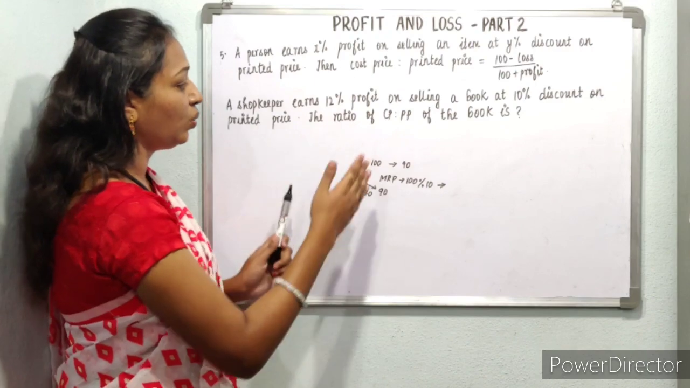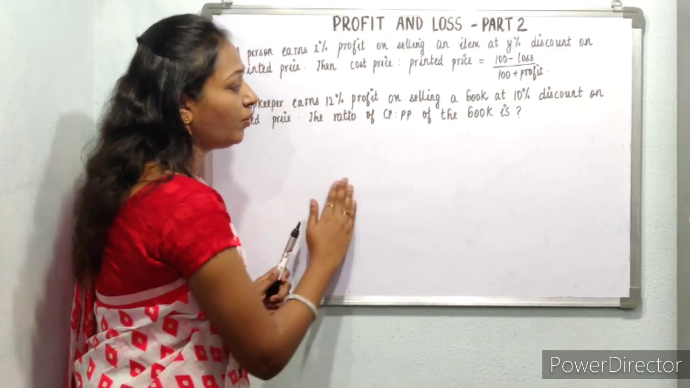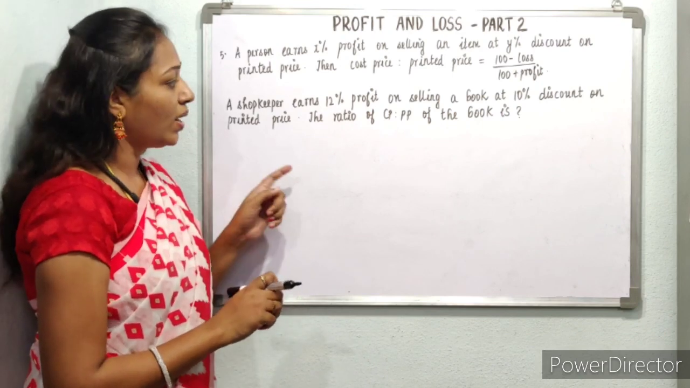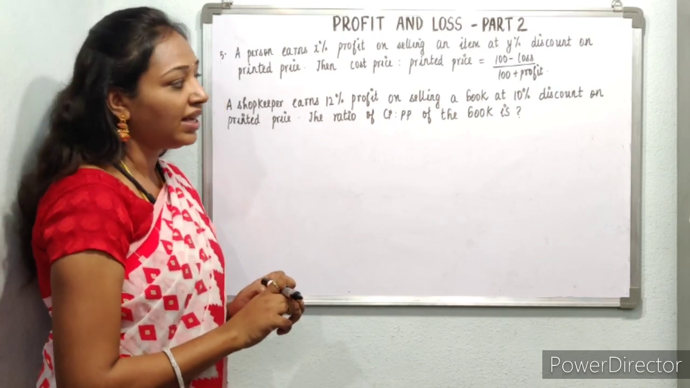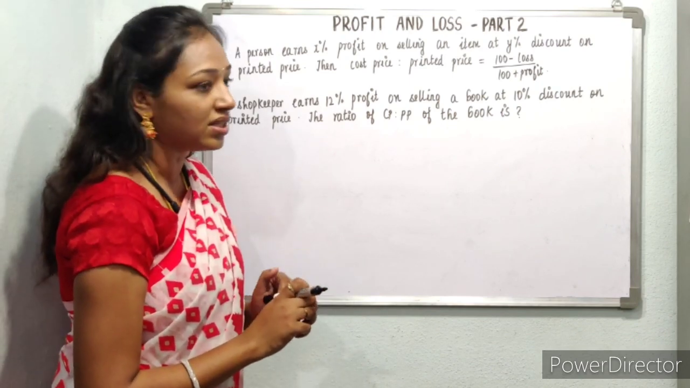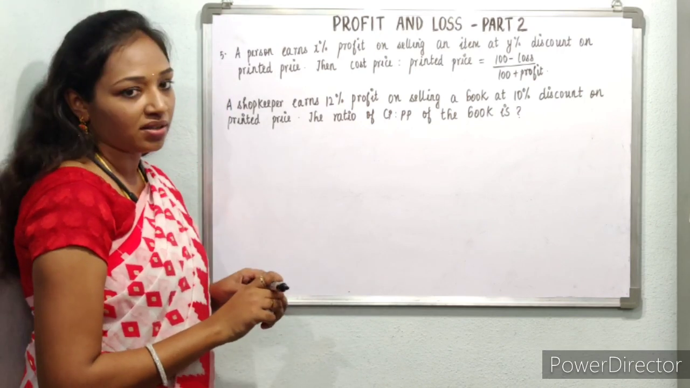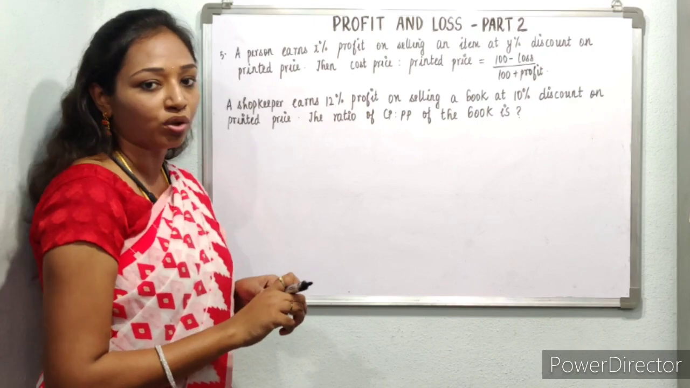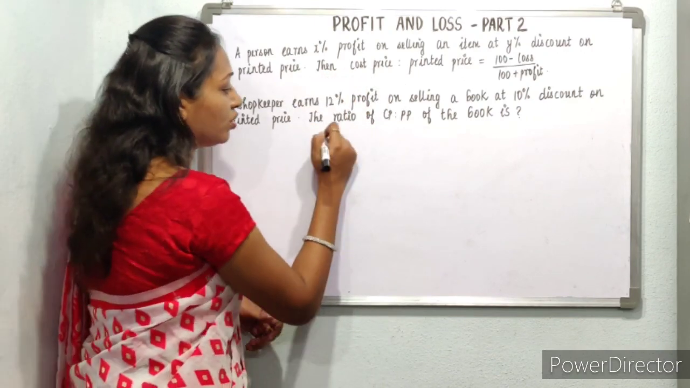Okay, so the same thing we are going to do in a very easy manner. Okay, now we'll go to the problem. A shopkeeper earns 12% profit on selling a book at 10% discount on the printed price. The ratio of cost price to the printed price of the book is, directly you can substitute the formula.